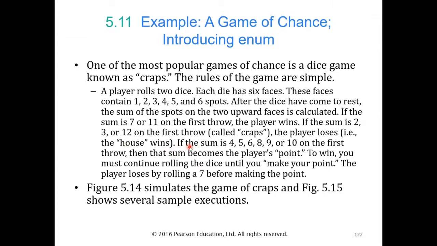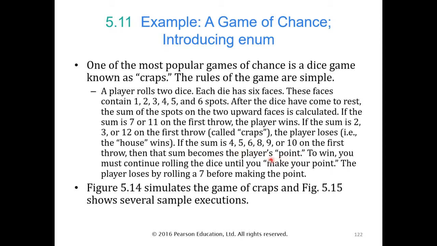And then the third condition is if all other numbers show up, so numbers other than 7, 11, 2, 3 and 12. So all the other numbers 4, 5, 6, 8, 9 or 10. If any one of these numbers is the sum, then the player basically goes into a condition called point. What that means is the player has to repeat the game.